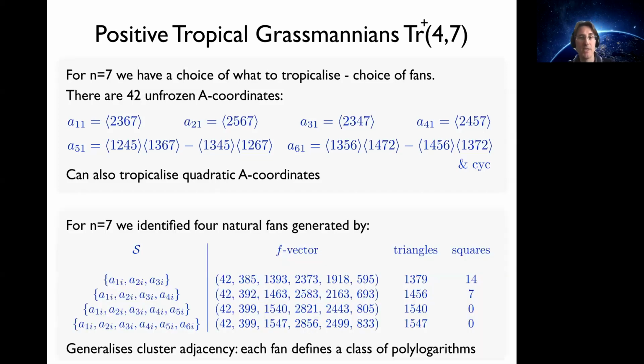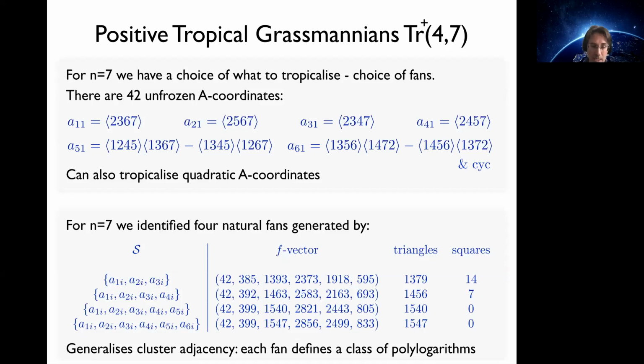And in fact, for this case, there are 4 natural cyclic invariant fans that you might want to consider. So in this table here, I've given the 4 fans, and they are specified by the set of minors, or set of A coordinates rather, that we would like to tropicalize. So the second fan on the list, A1 to A4, is all the minors, and that corresponds to the Speyer-Williams fan that we were talking about before. The last fan on the list is where we tropicalize all of the cluster A coordinates, and that corresponds to the cluster fan, the G-vector fan that you get from the E6 cluster algebra.